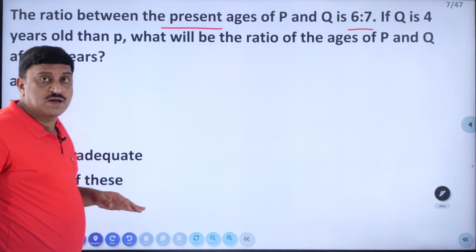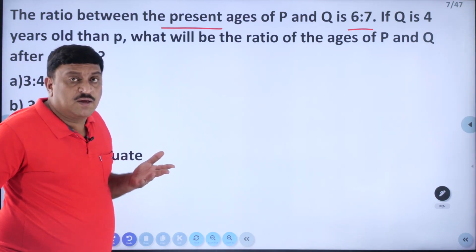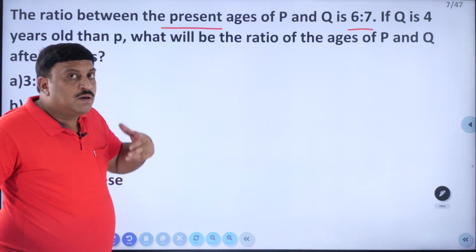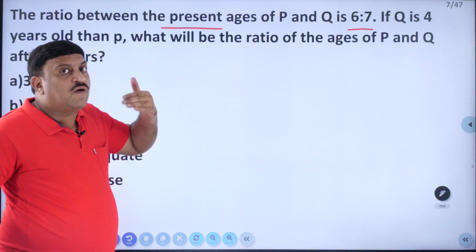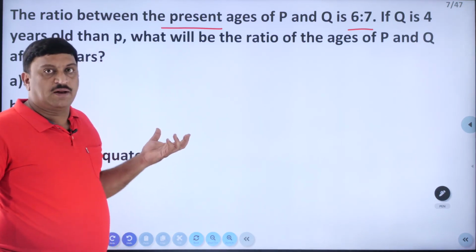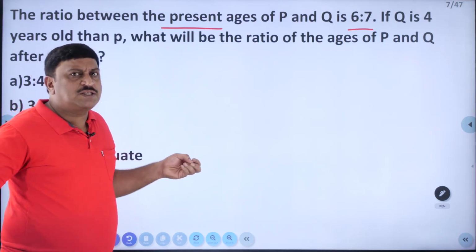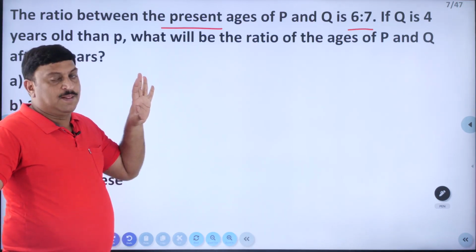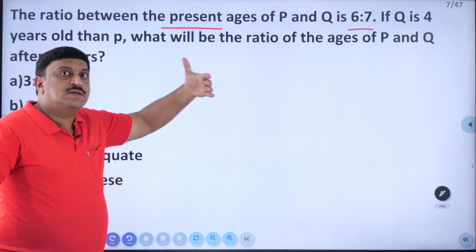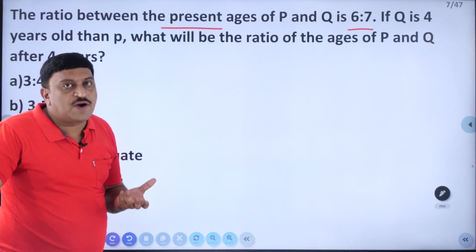They are not asking for the present age of P or the present age of Q. What are they asking? Their ages after 4 years, and again we have to go for the ratio. This is a different model again. So it is the next level of the model. The concept is the same, but the model has a little level difference. So that's why I can say this is a different model.